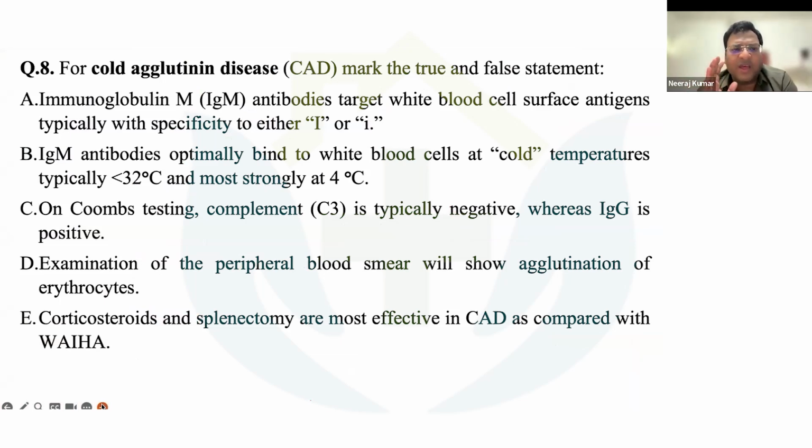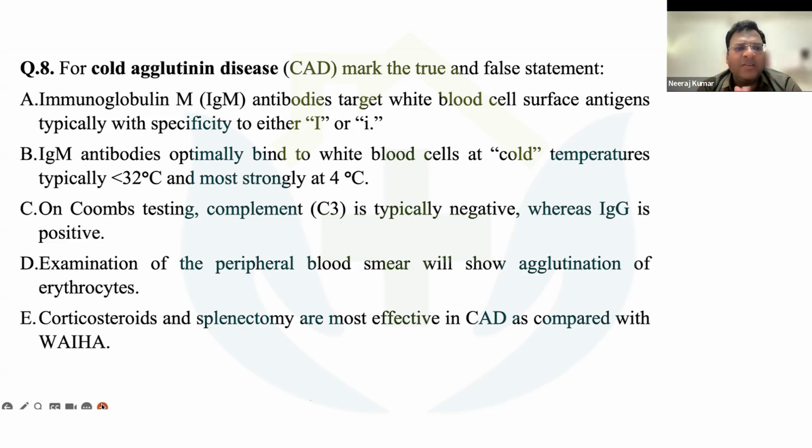The first option is it is related to immunoglobulin M antibodies, and it targets the white blood cell surface antigen, typically with specificity to either big I or small i. And IgM antibodies optimally bind to these white blood cells at cold temperature, typically at less than 32 degrees Celsius, but more strongly they bind at 4 degrees Celsius. And when you do the Coombs test, the C3 complement is usually negative, whereas IgG is positive.